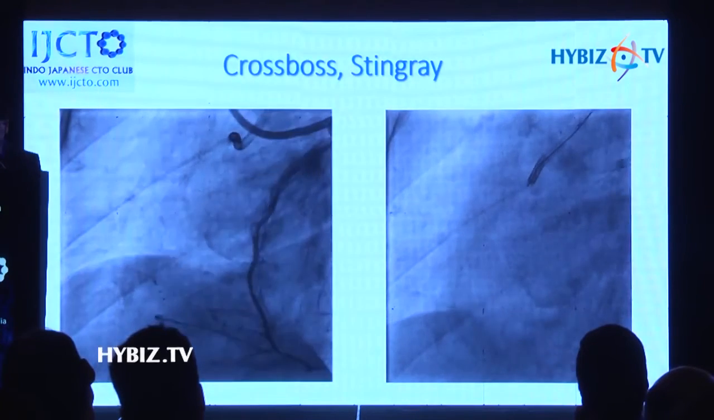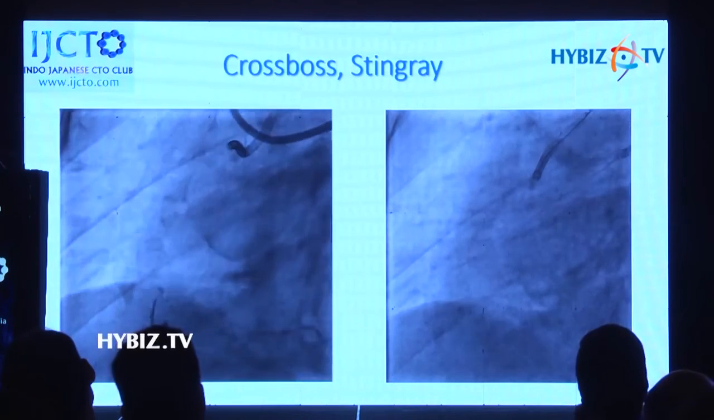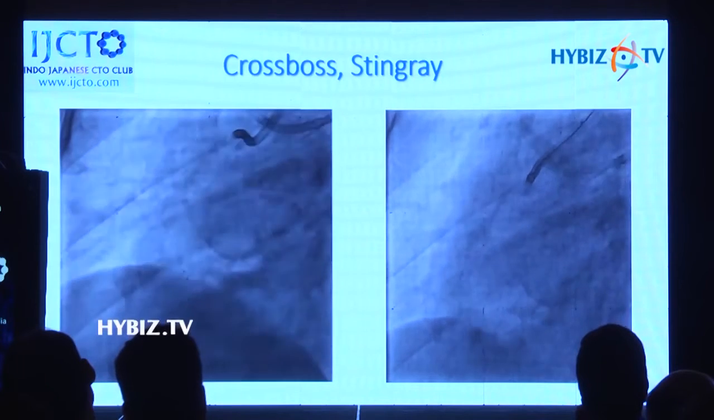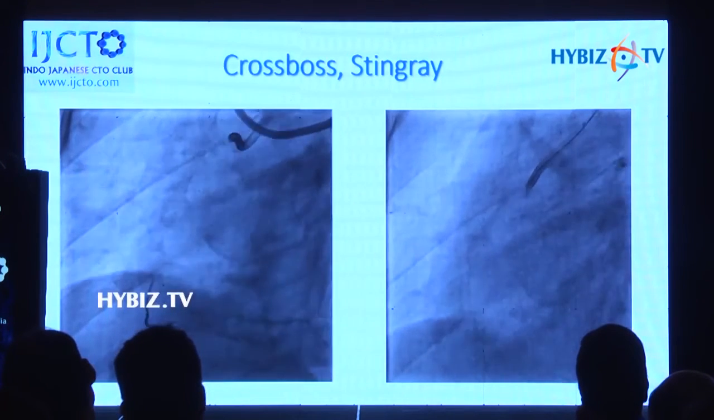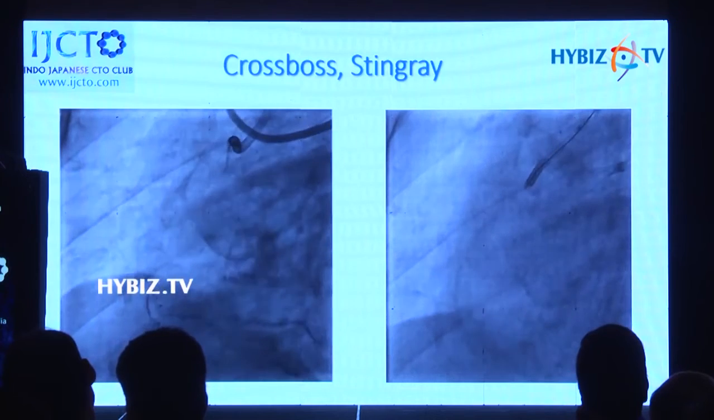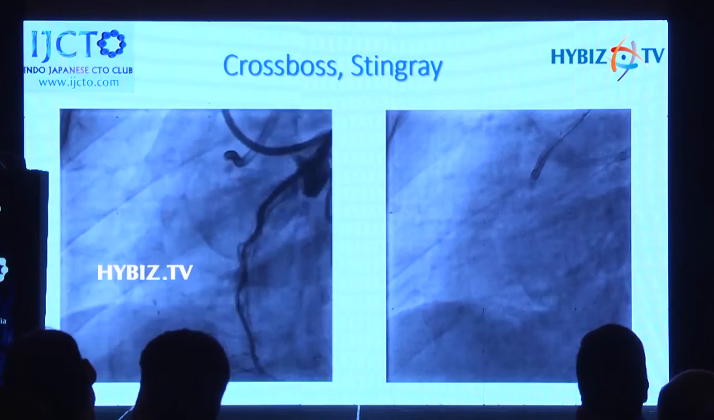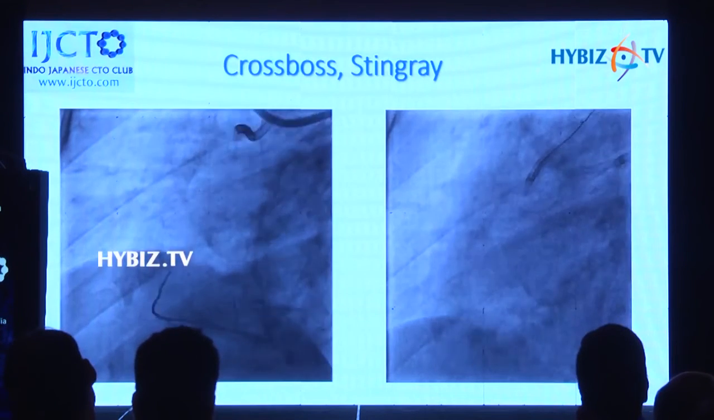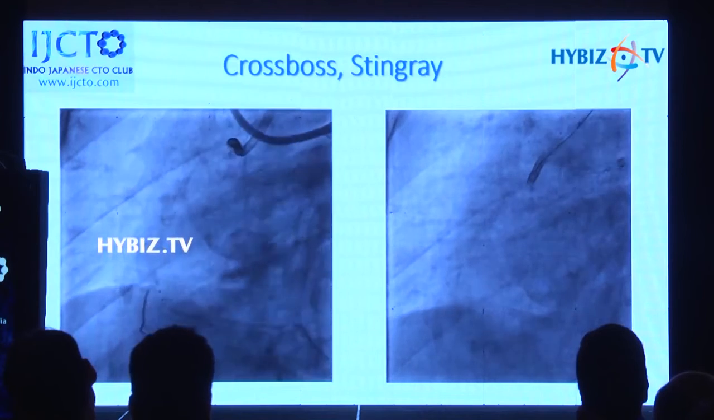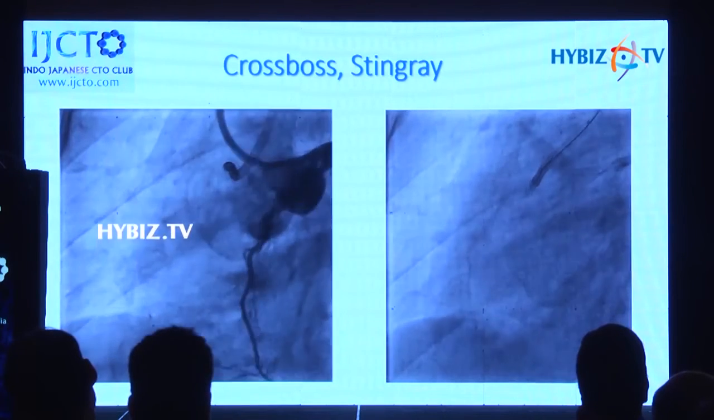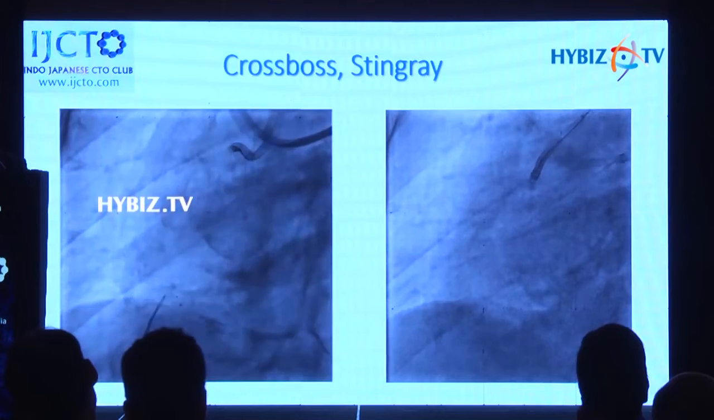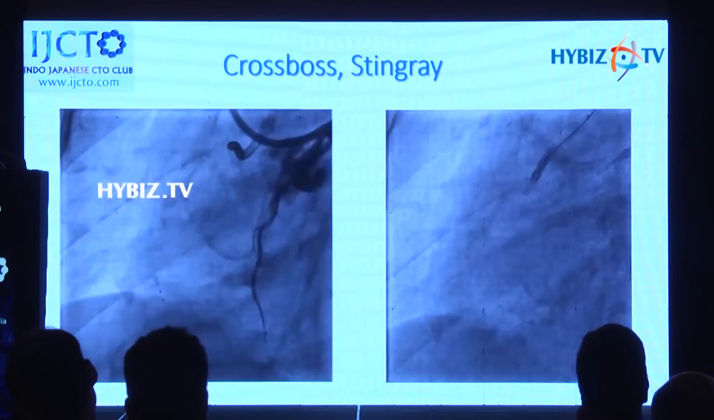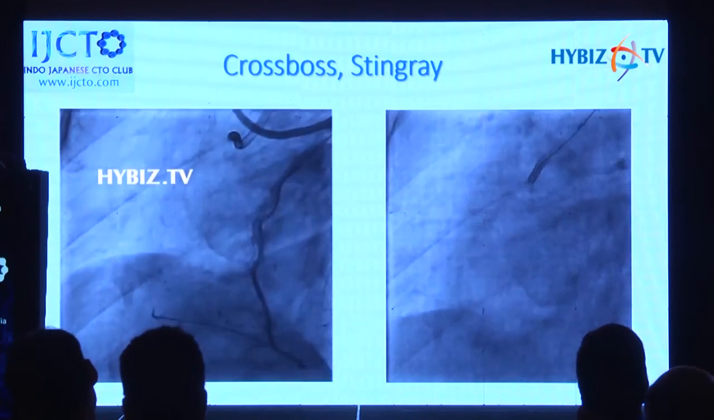This is one of the few cases we have done with the Crossbar and Stingray. This is the first case done in India. At that time, yes, we could do it, but there is a hematoma, if you notice. Then I had to change over to a retrograde procedure. So whenever we do this, we have to have good retrograde collaterals, and the operator should know how to do a retrograde procedure. We bailed out this hematoma by doing a retrograde procedure.